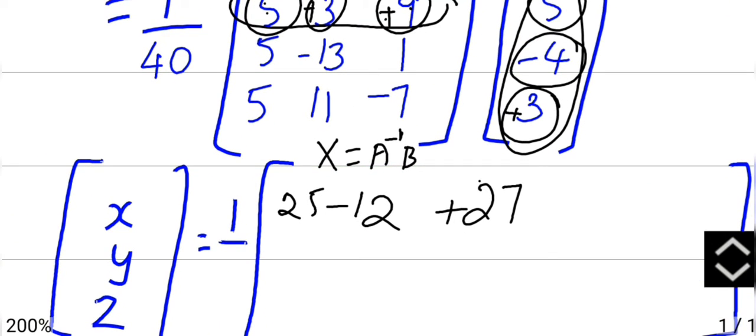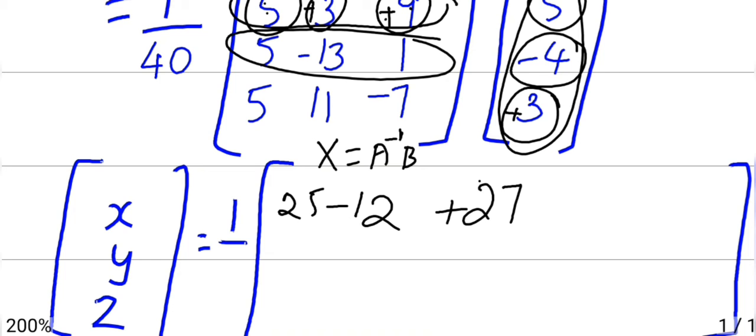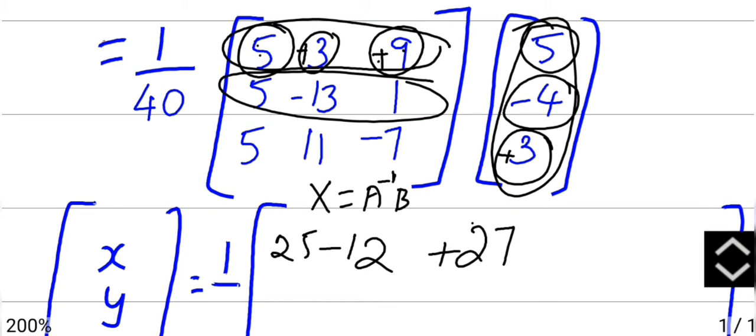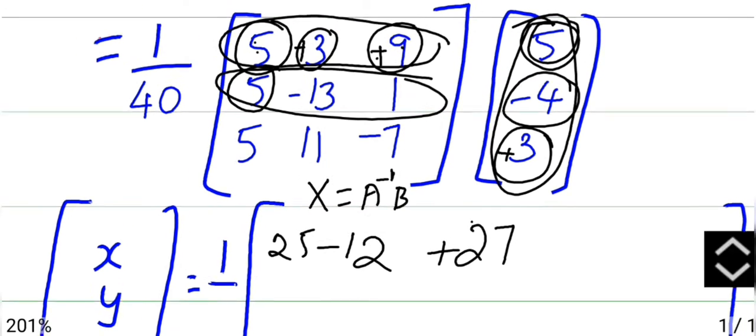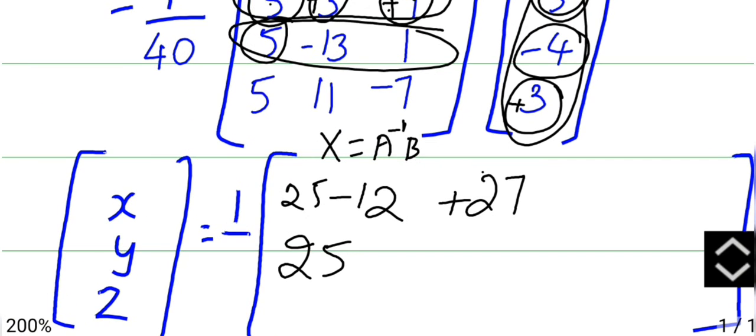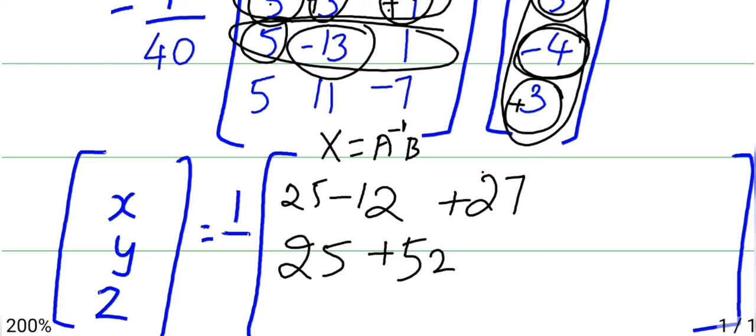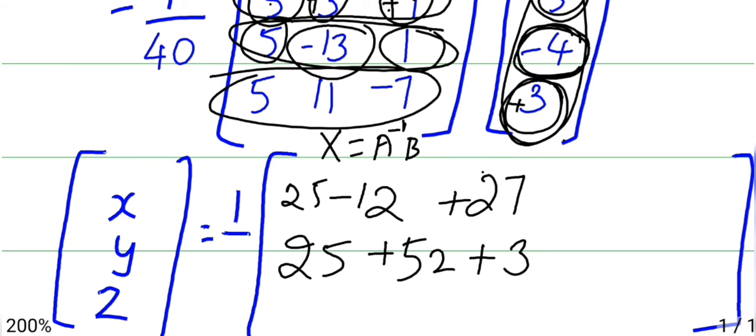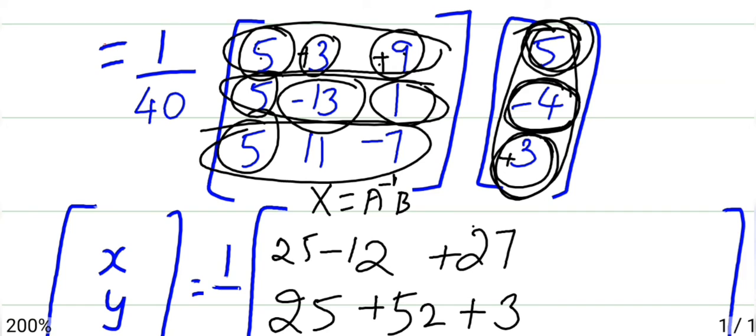The next row, second row, first column, 5 5s are 25. You have to write it in the second row, 25. Minus into minus is plus, 13 4s are 52. Then plus into plus is plus, 3 1s are 3. Then next one, third row with the column, 5 5s are 25.